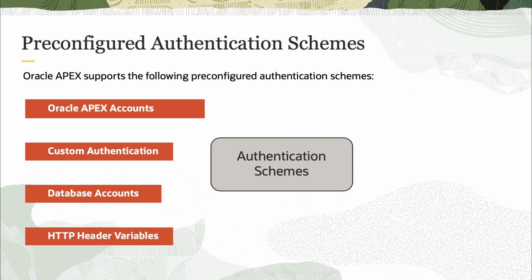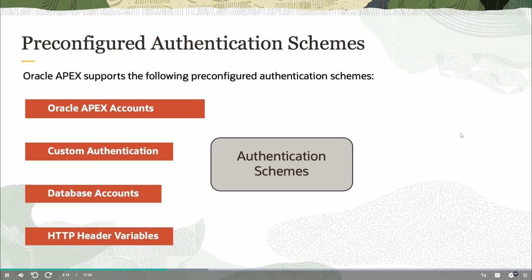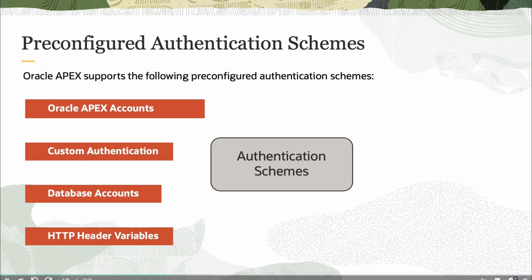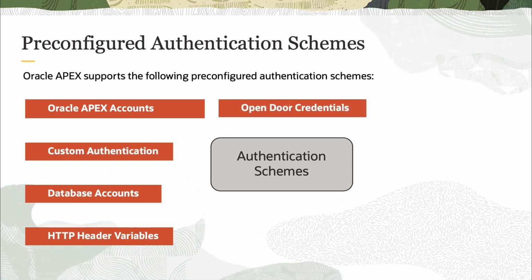In the HTTP Header Variable authentication scheme, the authentication is done externally and the username is stored in the HTTP header variable by the web server, which is then used to authenticate the user. You can also use Open Door Credentials as an authentication scheme, wherein it enables anyone to access your application using a built-in login page that captures the username. You can have No Authentication as one of the authentication schemes.